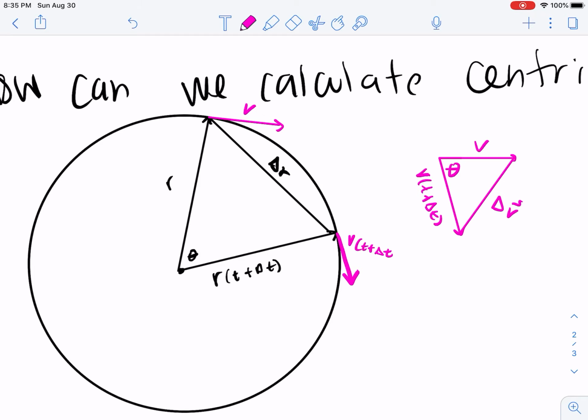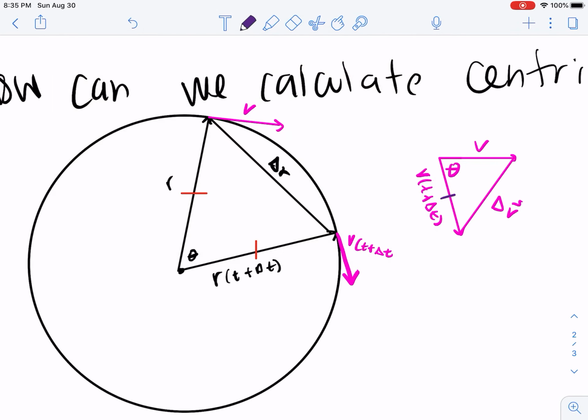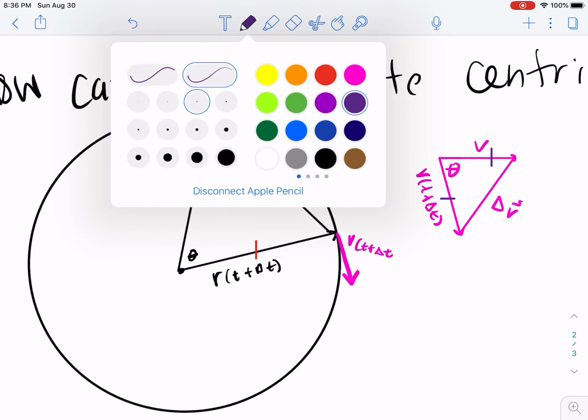One of the things that hopefully you're noticing is that I just created two isosceles triangles. Because this is a circle, the radius is obviously the same. We're talking about uniform circular motion, so our velocities are the same. So this is a really cool idea that we just created two isosceles triangles, and then also their theta is the same.